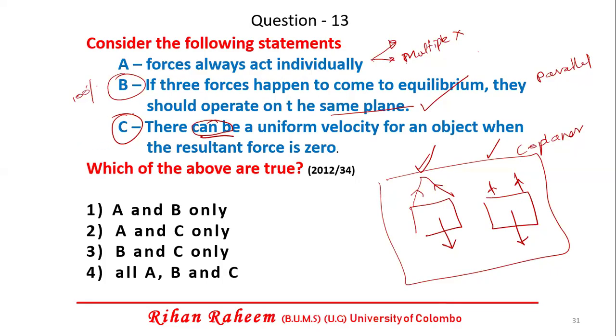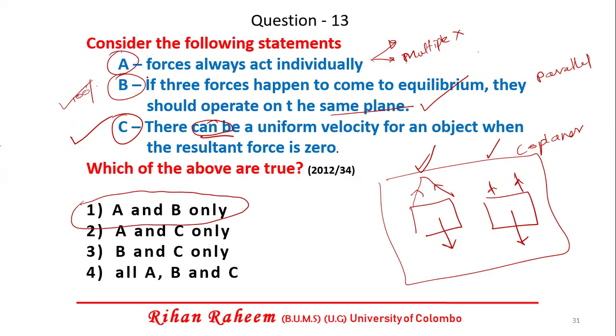Must happen for all the situations, a uniform velocity should be 0. When there is a resultant, the object can't rest. But in the majority of situations, the object is at rest when the resultant is 0. In special situations, the object will be moving even though the resultant is 0. That means that object should already be moving. In that situation, it can happen. So there is a chance, so there can be. So A and B are correct. We can go for that.